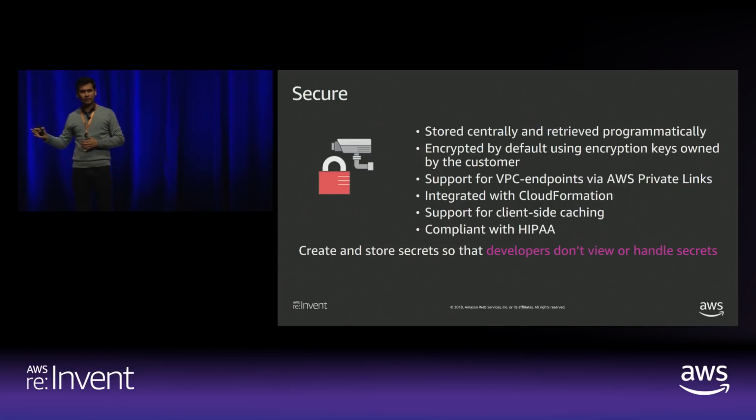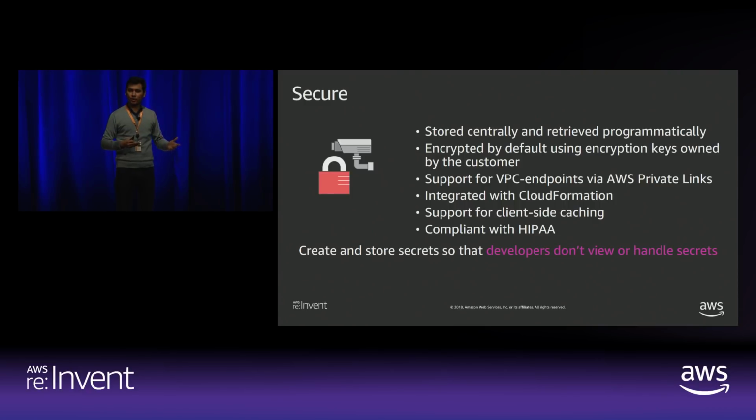The underlying storage fabric for Secrets Manager offers an availability SLA of 99.999%. So what this means is you can be assured that your secrets will always be available. Secrets Manager encrypts your secrets by default, so you'll never end up in a situation where a secret was left unencrypted accidentally. These encryption keys live in your account, and you have full control over them.